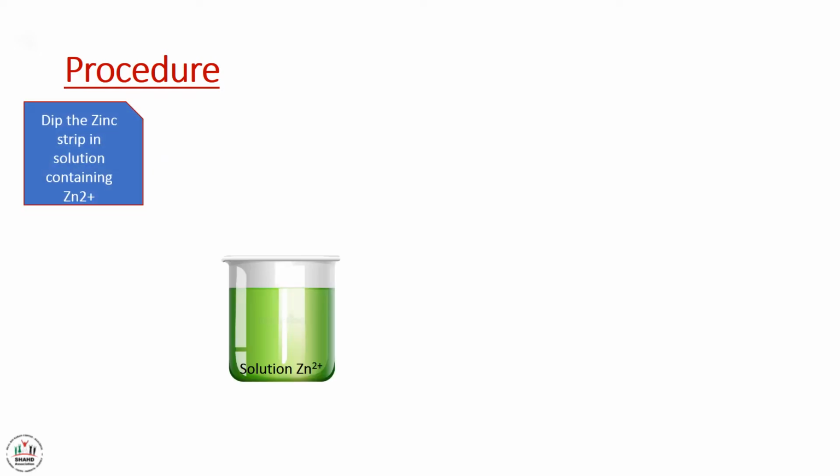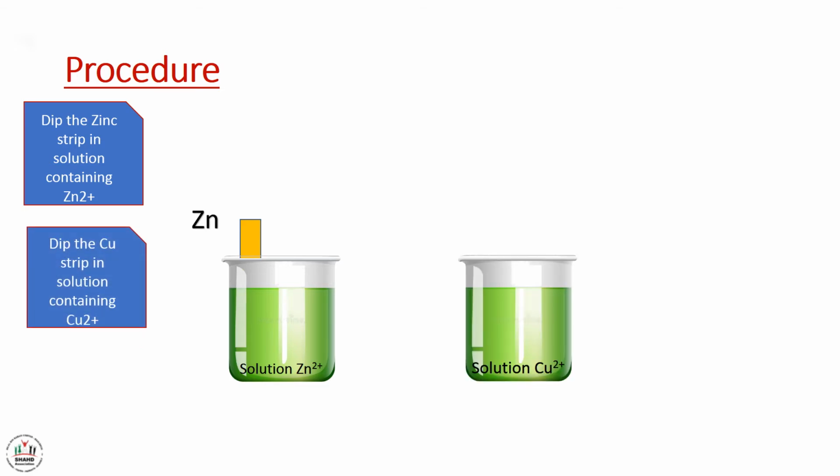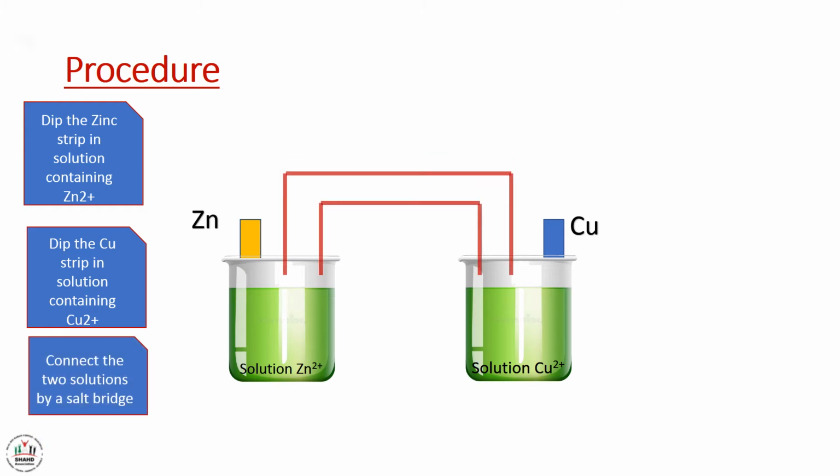At this stage, after bringing all the materials, we can construct the galvanic cell. For every step, we will show you a schema that describes this step. First, dip the zinc strip in a beaker that contains a solution having zinc ions. The second step is that we have to dip the copper strip in a solution that contains copper ions. We have to connect the two solutions by a salt bridge.